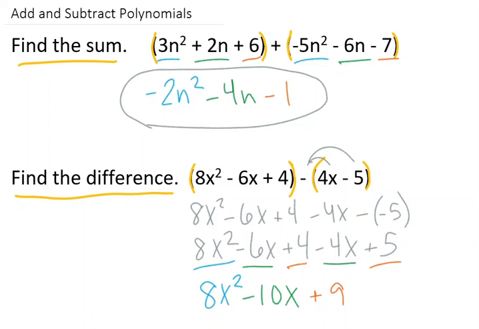And so this resulting trinomial is already in standard form, and that is the difference between 8x squared minus 6x plus 4 and 4x minus 5.